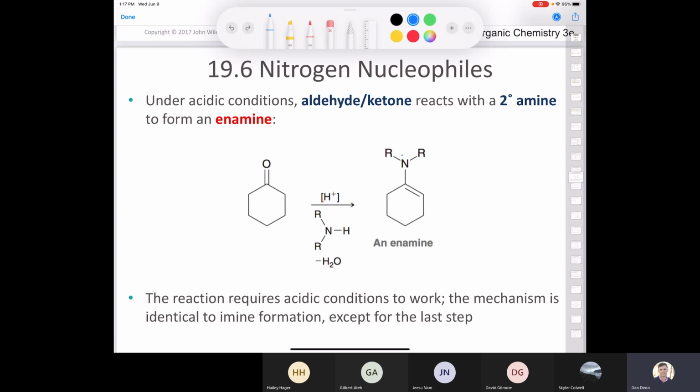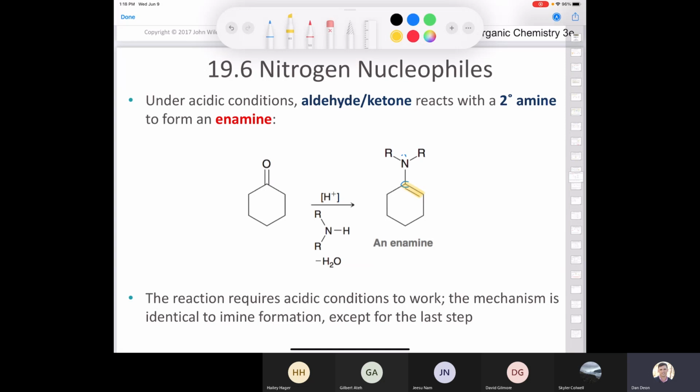But the enamine, you have a nitrogen. It's got 3 R groups, but one of the carbons is going to have a double bond. So that's how I remember an enamine. I also took a class where we did a whole chapter on enamines when I was an undergraduate, so I remember the enamine pretty well. But again, it requires acidic conditions in order to get this reaction to work, and we have to have them tuned just right.